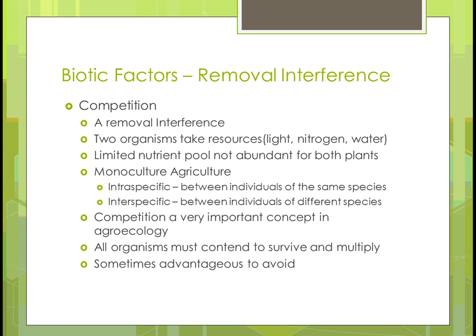Monoculture agriculture, that's where you're using like corn or beans. You're not doing a bunch of different crops. It's not real diverse. There's intraspecific and interspecific. And intra and inter mean the same thing no matter where it's used. Between individuals of the same species is intra, and then between individuals of different species is inter. Competition is a very important concept in agroecology.